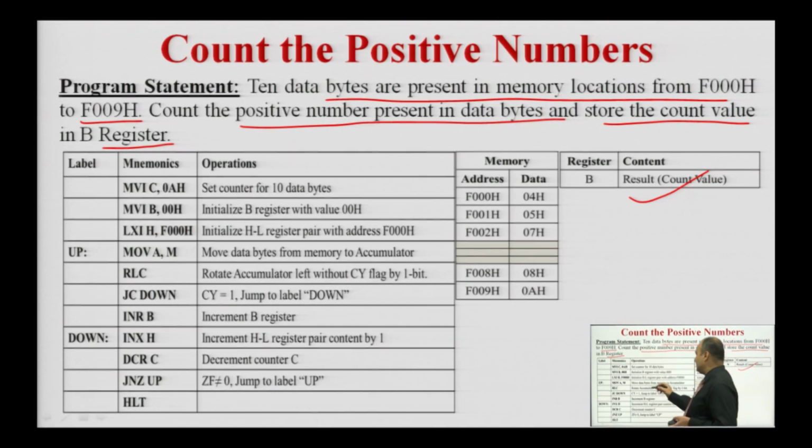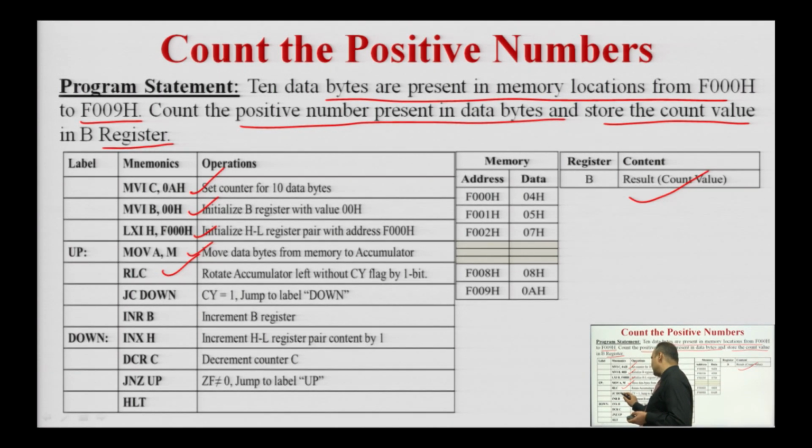So, this is the program. Again, for 10 data bytes we need to set the counter with the help of the instruction MVI C, 0AH. With the help of this instruction we initialize the counter. Then we need to keep the count value in the B register, so with MVI B, 00H we initialize the B register. LXI H, F000H is used to initialize the HL register pair with the memory address. Take the first number from the memory location to the accumulator, use the instruction RLC and check the carry flag. If there is a carry, jump. If no carry, it will increment.